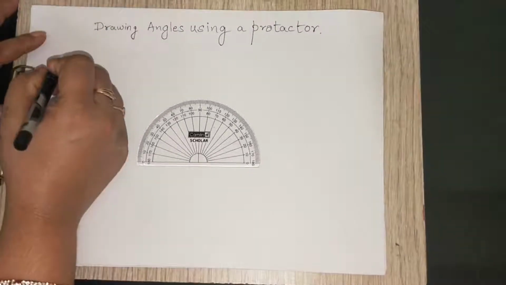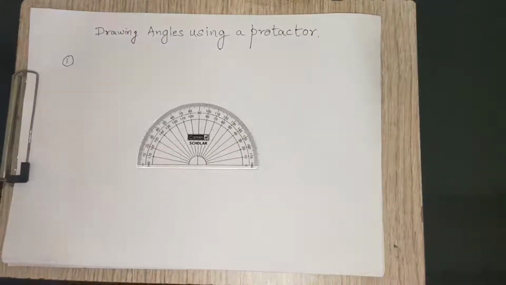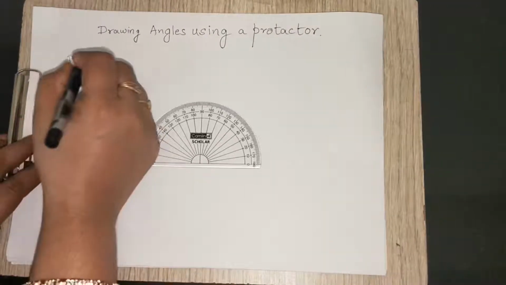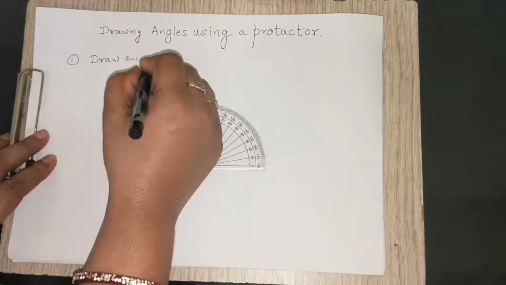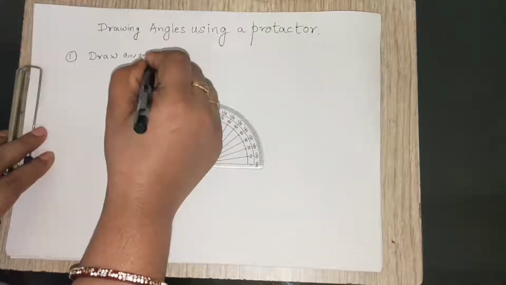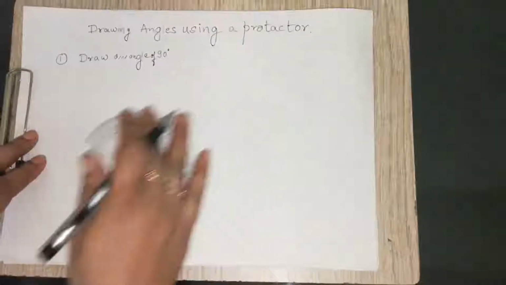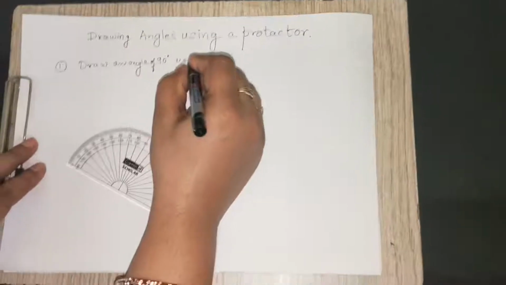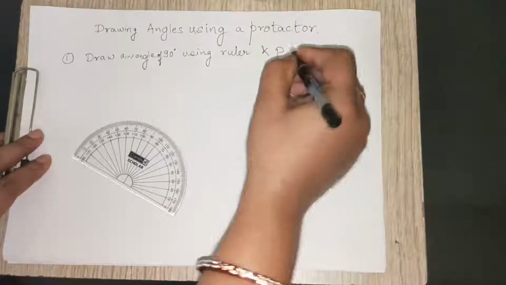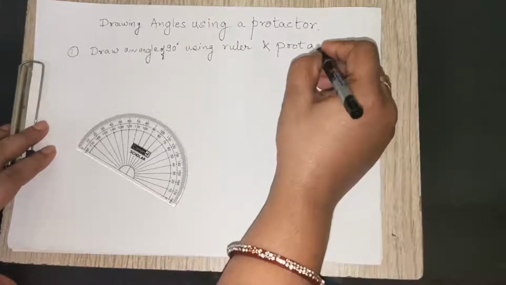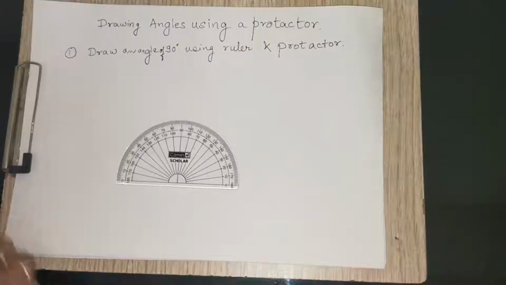So here I am going to draw one angle. First I am drawing one right angle. You all know, here I am going to draw an angle of 90 degrees. Okay, so draw an angle of 90 degrees using a ruler and protractor. I have written it over here. So here I am going to draw an angle of 90 degrees using a ruler and a protractor.